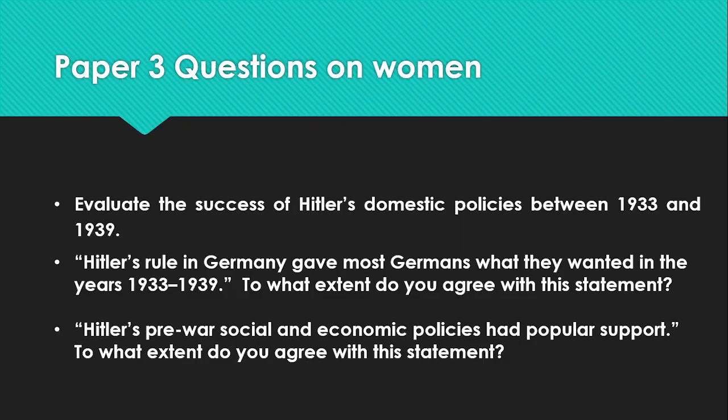Now, questions on paper 3 are less specific than they are for paper 2, so let's look at them first. Here's 3 examples. Evaluate the success of Hitler's domestic policies between 1933 and 1939. Hitler's rule in Germany gave most Germans what they wanted in the years 1933 to 1939. To what extent do you agree with this statement? Hitler's pre-war social and economic policies had popular support. To what extent do you agree with this statement?